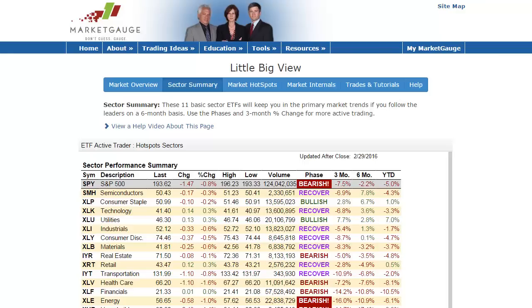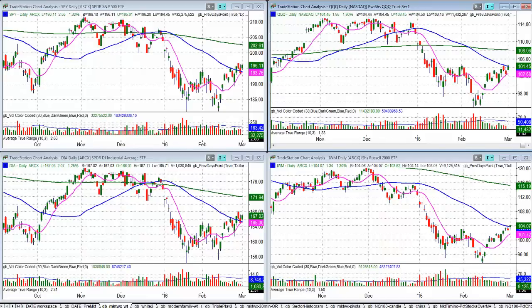All right, so here's the market watch, and the reason I'm calling it market watch is because we've got the four major indexes: SPYs as the S&P 500, Qs as NASDAQ, Diamonds is the Dow, and IWMs as the Russell 2000.